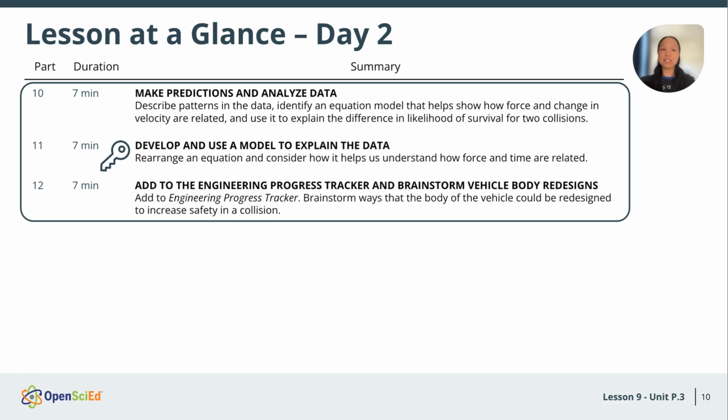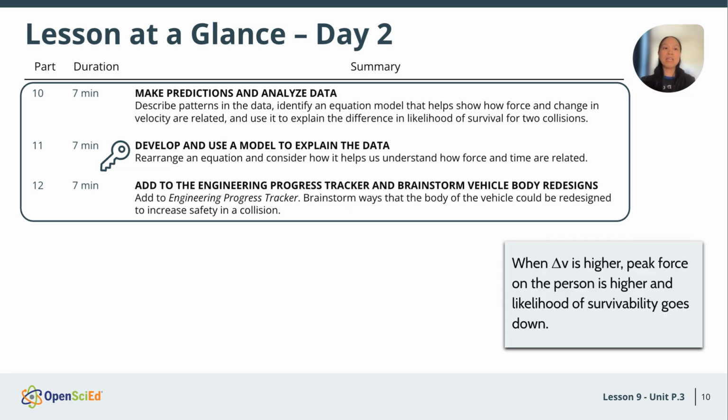In the third lesson chunk, which is also on day 2, students analyze force time graphs when the safety features remain the same, but the initial velocity of the car is higher. They found that when delta V is higher, the peak force acting on the person is higher, which causes the likelihood of survival to go down.